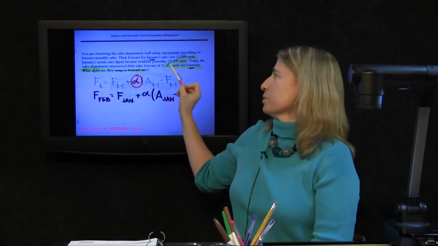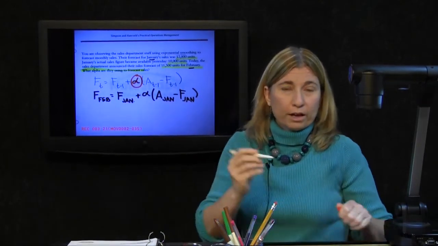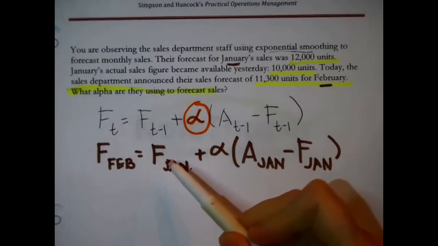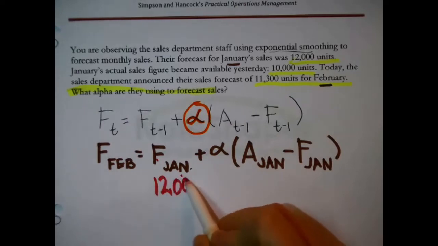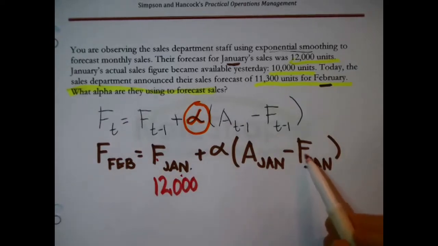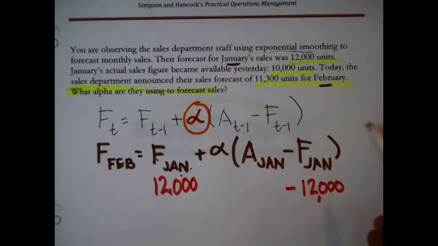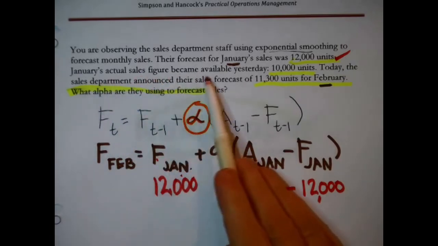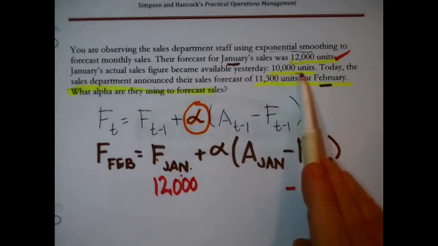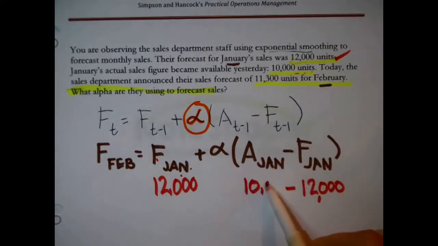Okay, the problem says their forecast for January sales was 12,000. Their forecast, capital F for forecast, for January was 12,000. The 12,000 goes there. Oh, wait a minute, and here's the same thing. The forecast for January also goes here, so to speak. All right, there's that number. January's actual sales figure became available yesterday. It was 10,000. Capital A for actual in January. Here's where the 10,000 goes.